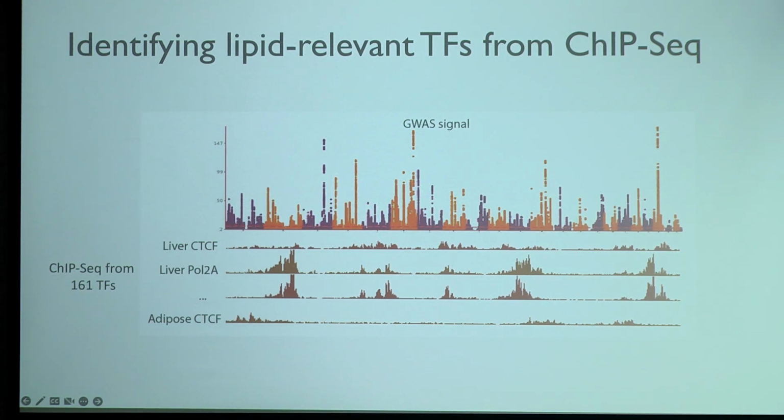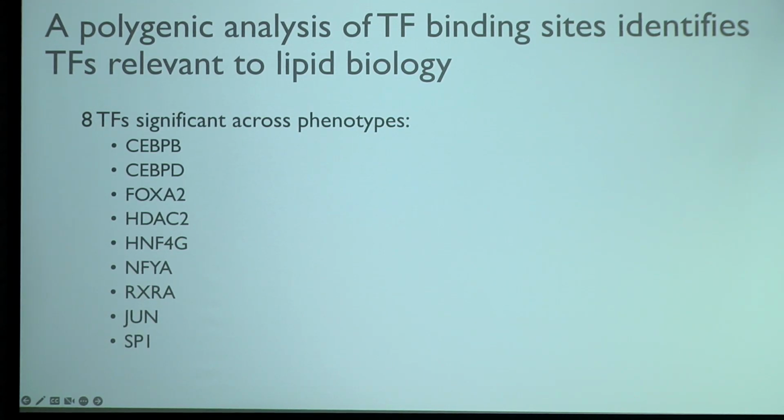Just conceptually, what that does is it takes your GWAS signal across the genome, it takes your summary statistics, it overlays that with publicly available ChIP-seq data for 161 transcription factors, and what it tries to ask is, do your most significant signals tend to overlap with the most significant ChIP-seq peaks more often than by chance? That's sort of intuitively what this method does. And when we applied this to our 5 GWASs, we found 8 transcription factors significant across all 5 phenotypes.